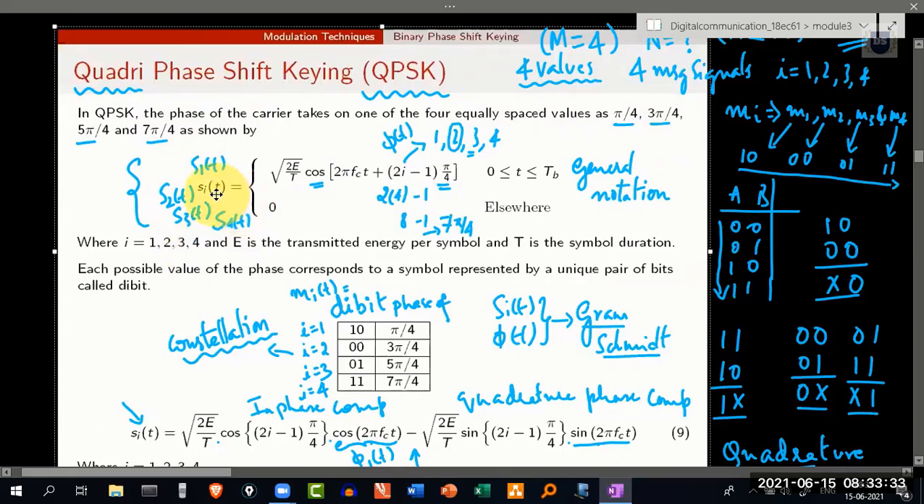And in general, we can denote Si of t as square root of 2E divided by T, cos of 2 pi fc t plus (2i minus 1) into pi by 4. And remember, it need not always be pi by 4 radian. You can change the angle, but we do have a reason for choosing pi by 4, and later we'll discuss that.